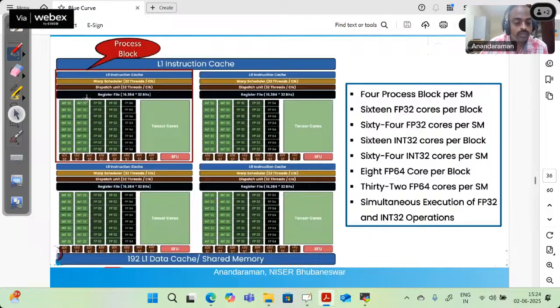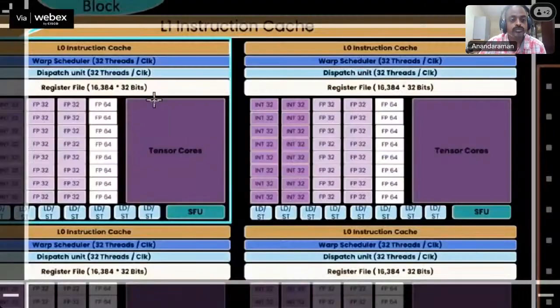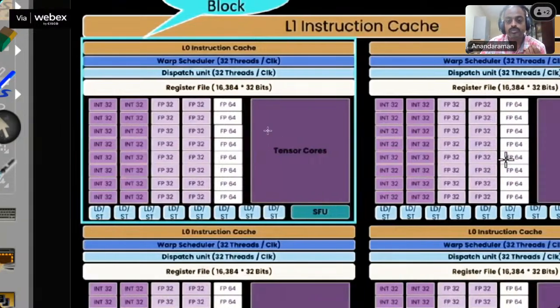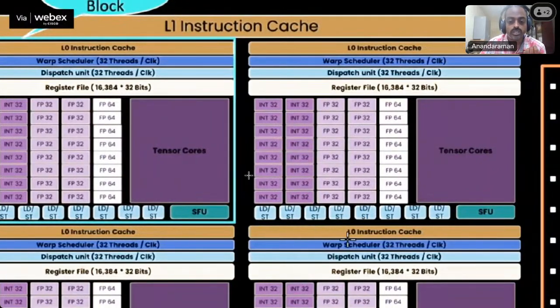So this is the process block. Here, if you see, integer units process 32-bit integers. How many units are there? 8 plus 8, 16 units. Then 32-bit floating point operations, this many units are there. And 64-bit, that is double precision. Mostly for HPC, we will use double precision only. For machine learning, you can use 32, or even reduce to 16, if more approximation is fine and you don't need high precision. So these many units are there.